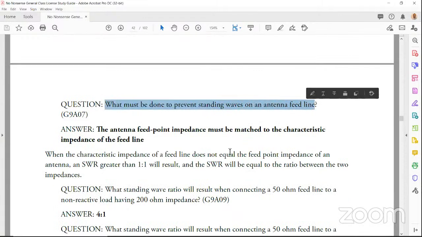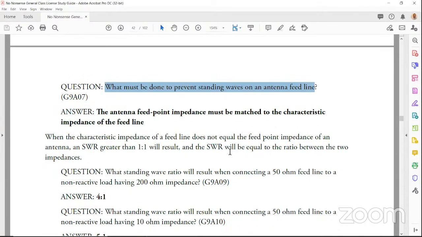Next question in the question pool. What must be done to prevent standing waves on an antenna feed line? Okay, so dissecting this question, what they're basically asking us is, we want to avoid a high SWR. We don't want standing waves on the antenna feed line, because that means that some of the power is reflecting back. We want all our power to go to the antenna from the transmitter. We don't want any reflecting. And how do we do that? Well, the antenna feed point impedance must be matched to the characteristic impedance of the feed line. When that happens, you prevent the standing waves.